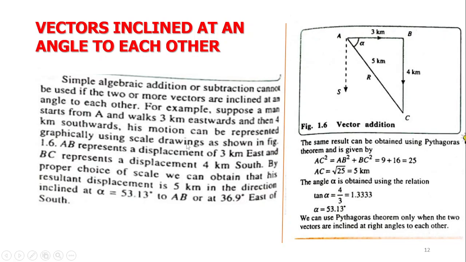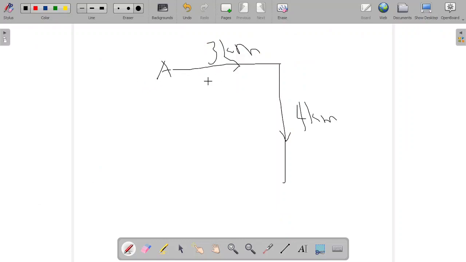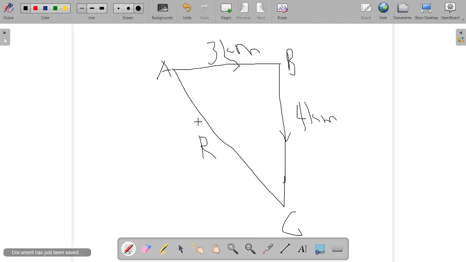So now how this has been done is that, looking at this here, when we are adding two vectors at right angle to each other, draw a line from this point to this point here. This line that is drawn here is known as the resultant vector. That's the resultant vector we are actually searching for. So how do we work with this?